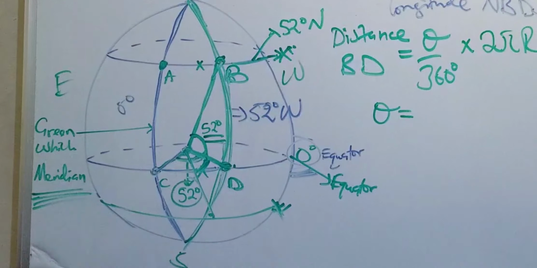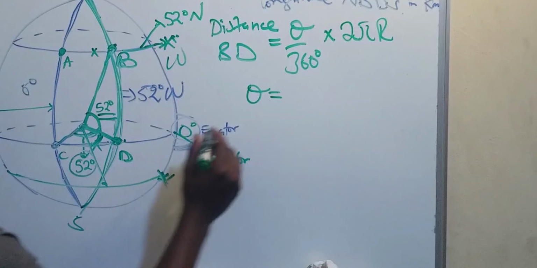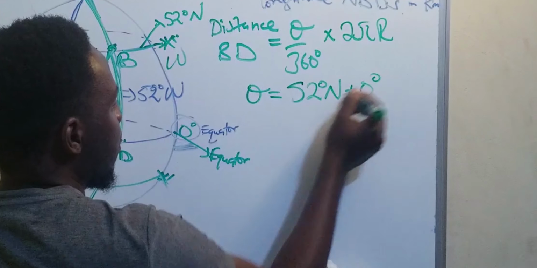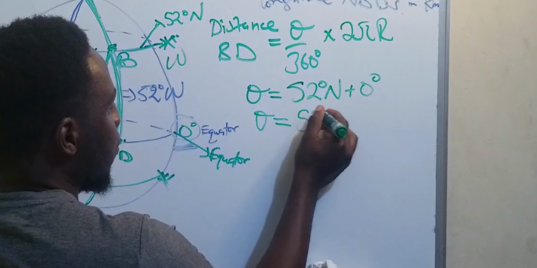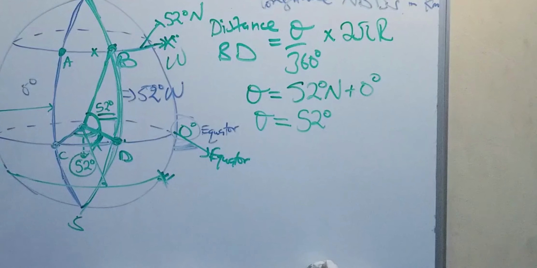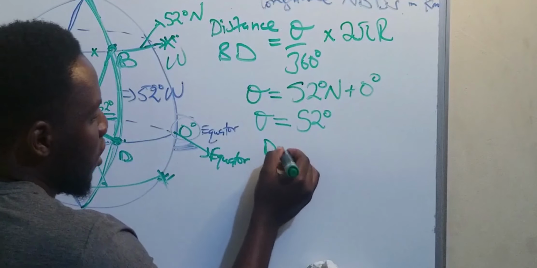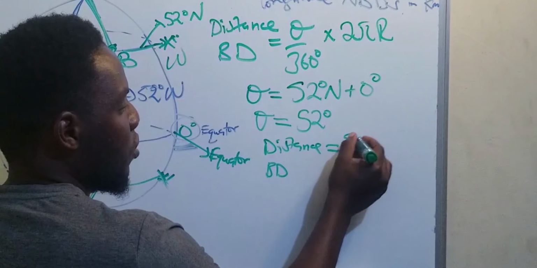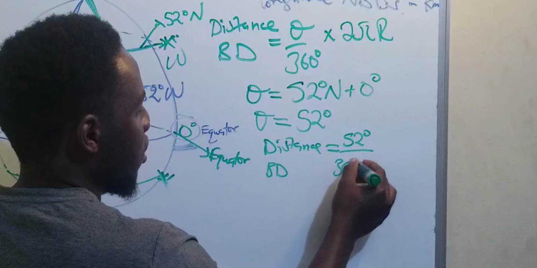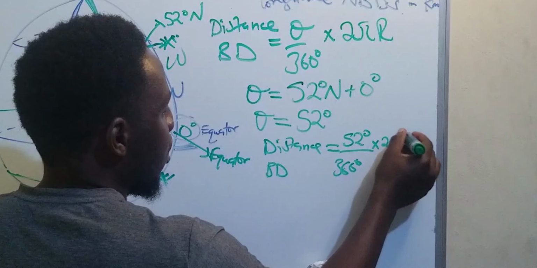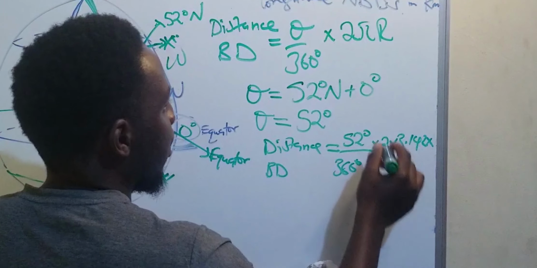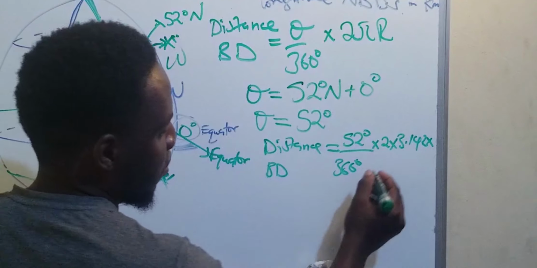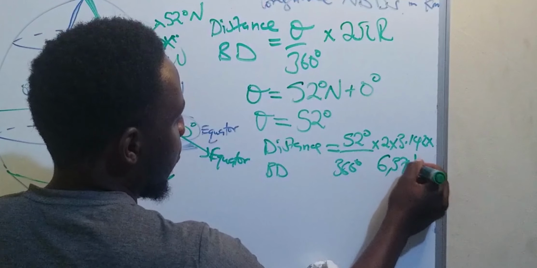So B and D, since the equator is 0 degrees, you can even add, or just find the difference or subtract, it still gives the same answer. So theta is equal to 52 degrees there. Since we know our theta now, we can go ahead to find the distance. BD is equal to 52 degrees over 360 degrees multiplied by 2 by 3.142 multiplied by, we're finding this in kilometers. So instead of using 3437 nautical miles like previously, we say 6,370 kilometers.